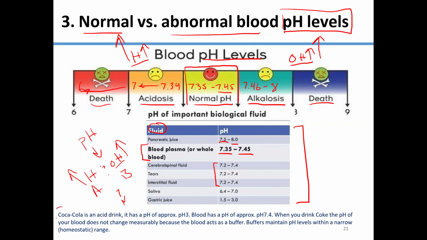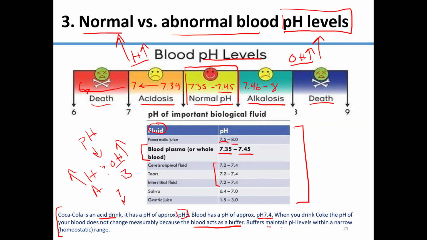Now, there is a question at the bottom where it's asking about Coca-Cola and how it's an acidic drink at a pH of 3, yet our blood is roughly around a 7.4. So how come when we drink that, nothing really changes and our blood doesn't really become affected? And the reason why is because we have something known as a buffer.